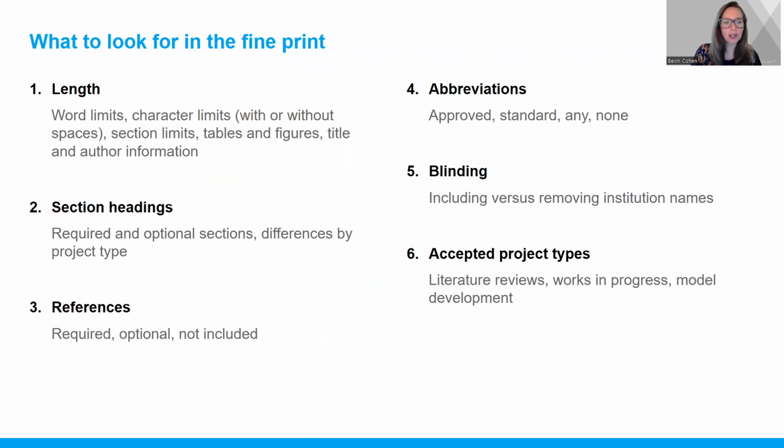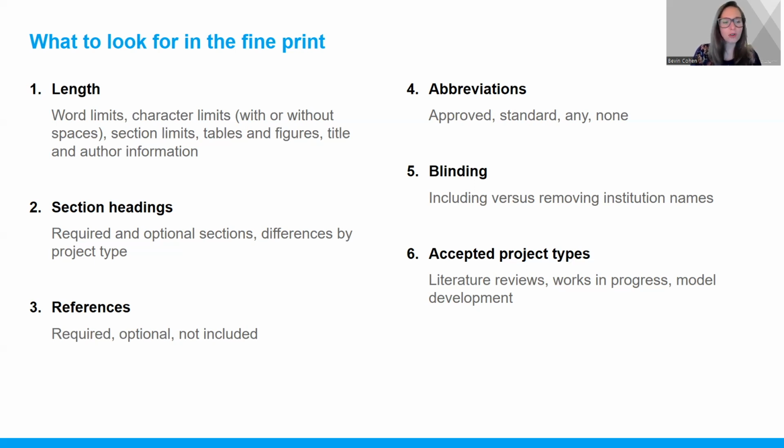So when you look in those guidelines, here are a few things that you want to have an eye out for. The first is the abstract length. So the conference will tell you either a word limit or a character limit. And if it's a character limit, they're going to specify whether that's with or without spaces. Some conferences also have section limits, so they tell you how many words can go under each subheading. Sometimes a conference will tell you that they allow one table or one figure, and sometimes a conference will tell you that the title and author information is going to be included in your total character limit. So read that section closely.